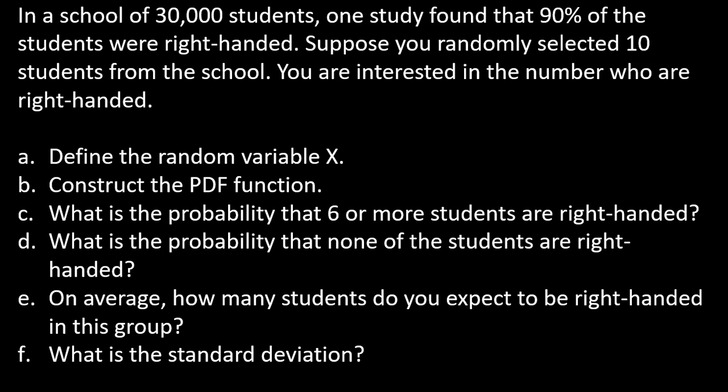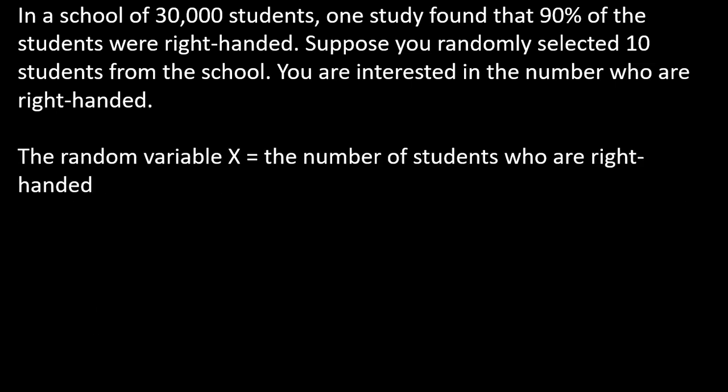So what we're going to do is first define the random variable x, and then make a PDF function, and then answer all these other questions based off of our PDF function. The random variable x is always answered in words, so the random variable x equals the number of students who are right-handed, okay?